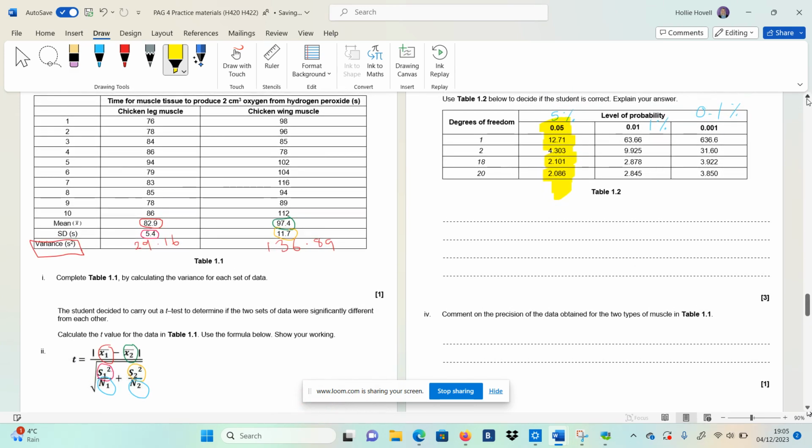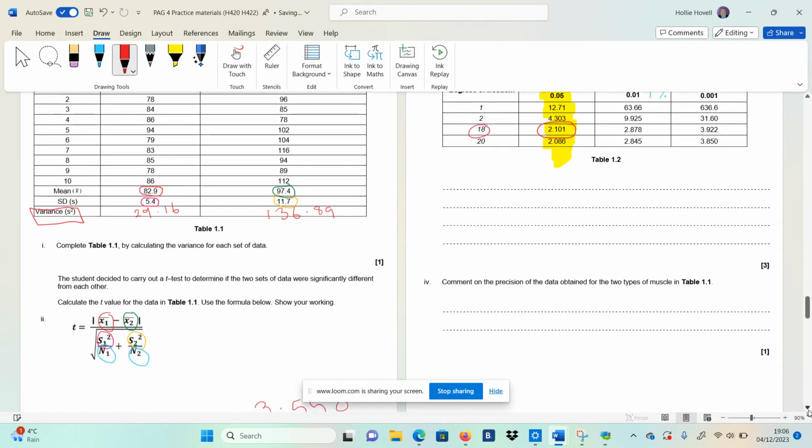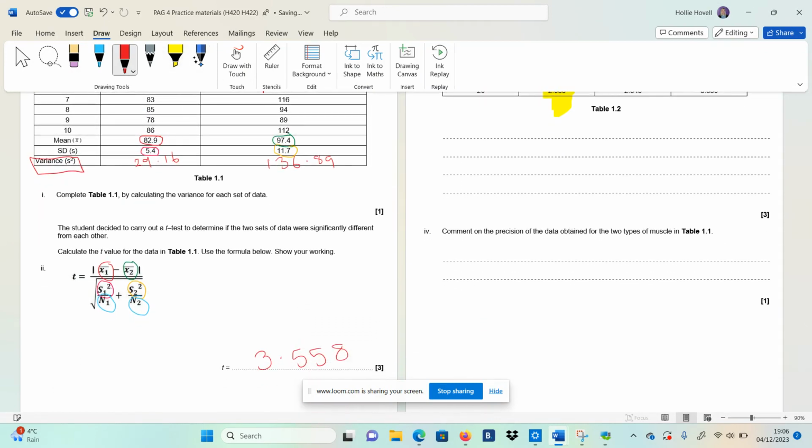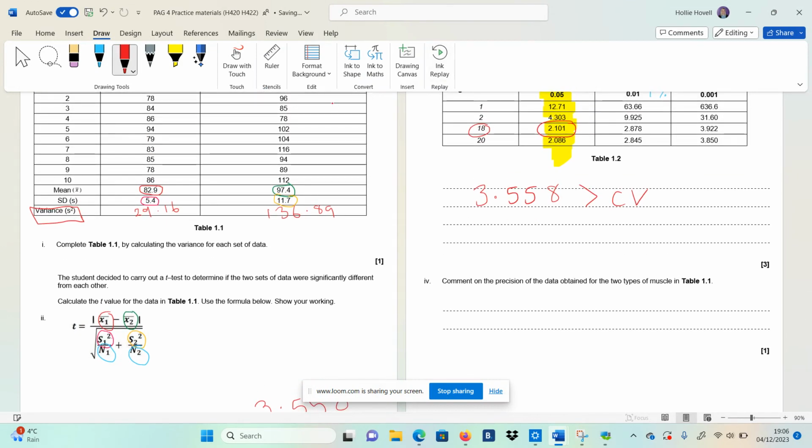Now, we have to know how to work out degrees of freedom, which is obviously just something you need to learn how to do. But basically, it's the total number of readings minus 2, so it's 18. So our critical value here that we're interested in is 2.101. So looking at our results down here, our result was 3.558, and we're interested to say, is it bigger or smaller than the critical value? So 3.558 is bigger than the critical value because it's bigger than 2.101.